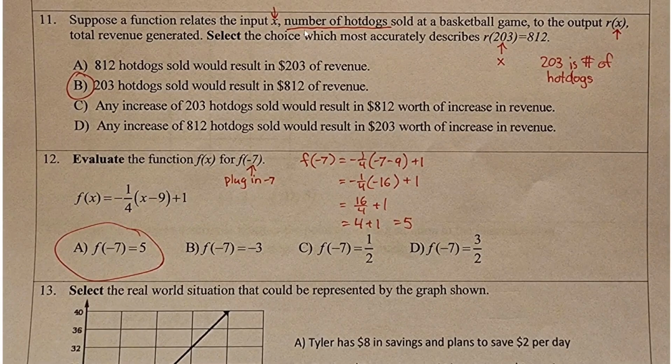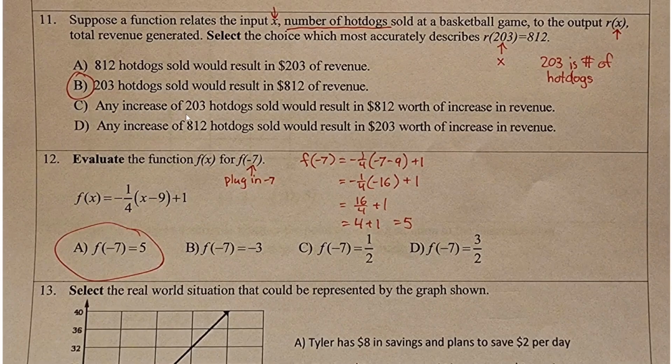It tells you x is the number of hot dogs. Look how many times I'm putting this out. R of x, that's the number of hot dogs. 203, that's where x goes. That's the number of hot dogs. So our answer is B. 203 is the number of hot dogs.